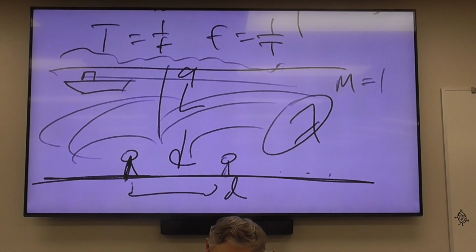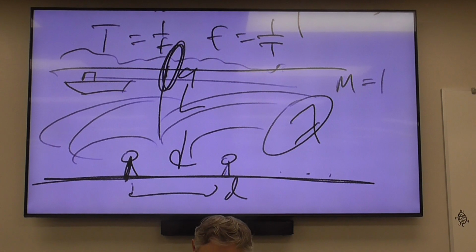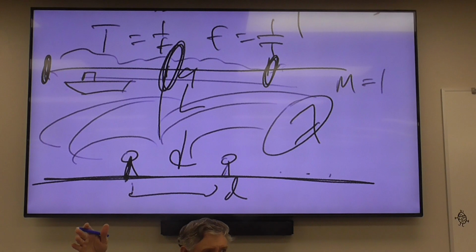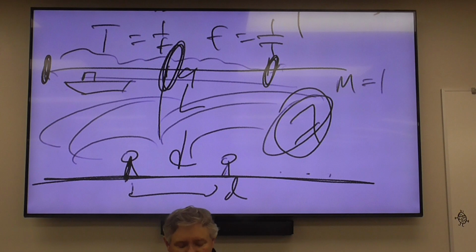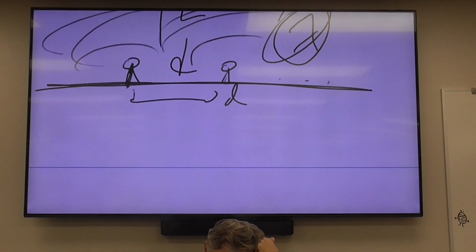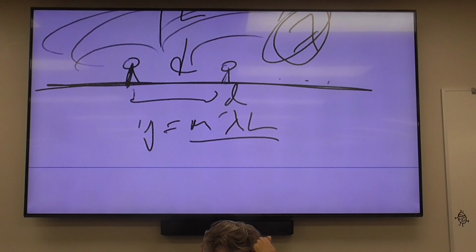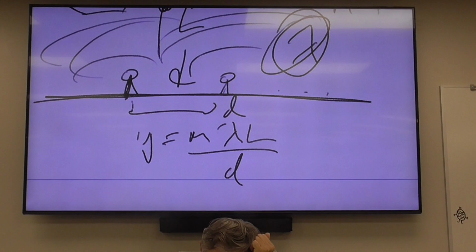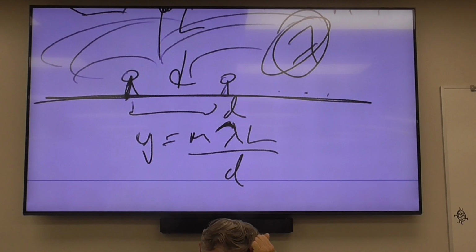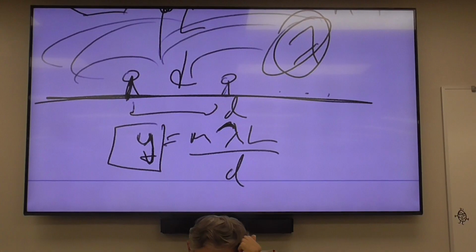But what's going to happen is that just like bright lights, you're going to hit a series of maximums where you have constructive interference, and you're going to have a series of destructive interference. So if you know what that wavelength is, and if you look at that equation, y equals m lambda L over d, what you can figure out is y.